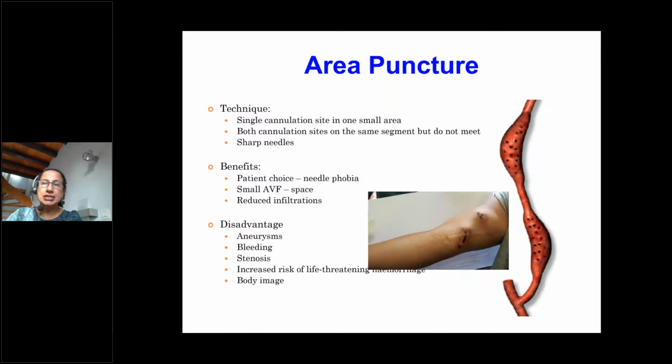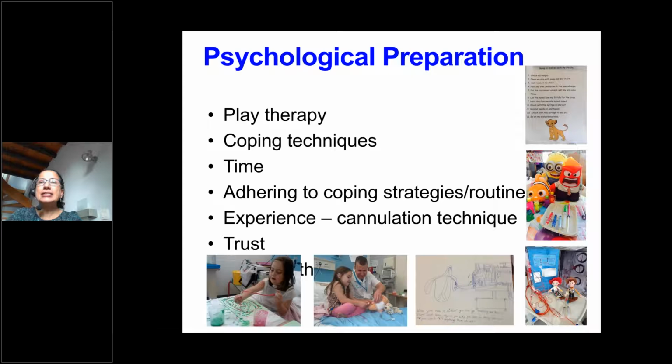Area puncture is another important point, and here, rather than a buttonhole, it's in discrete areas along the length of the fistula, as you see here, and there can be multiple entry points into this. Unfortunately, this increases the risk of aneurysm formation and weakens the wall of the fistula, so it's not really a recommended process.